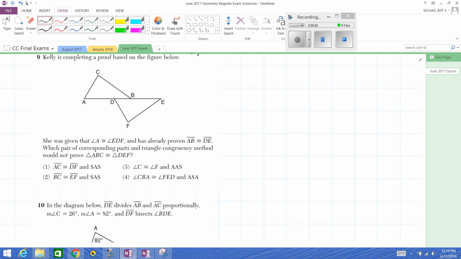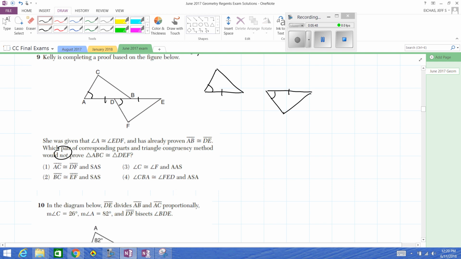All right, proof. You're given, let's mark the diagram based on the givens. So angle A is the same as angle EDF. Okay, so we've got congruent angles there. And AB, this side is the same as DE. Okay, maybe I'll pull those apart. Sometimes it can be a little tricky. Okay, so these are the same, and these are the same. Okay, which pair of corresponding parts and triangle congruency method would not prove the triangles congruent? Okay, that's interesting.